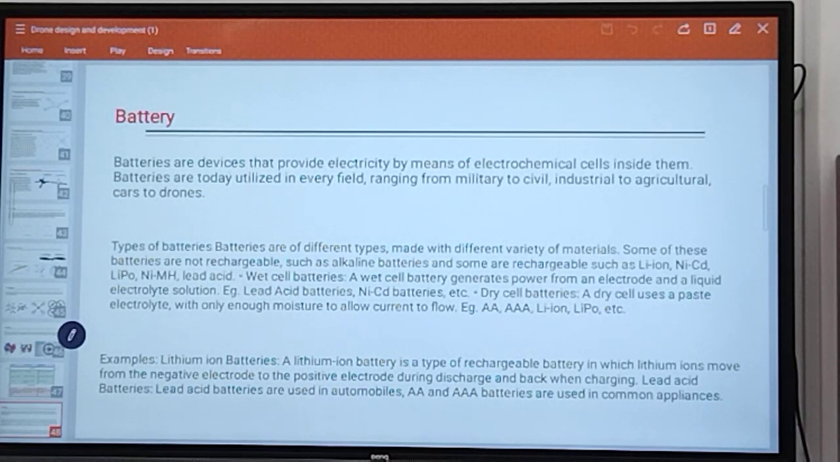Then we are interested in only the lithium-ion battery. It is a type of rechargeable battery in which lithium ions move from the negative electrode to the positive electrode during discharge and back when charging. Lead acid batteries are used in automobiles. AA and AAA batteries are used in common appliances.